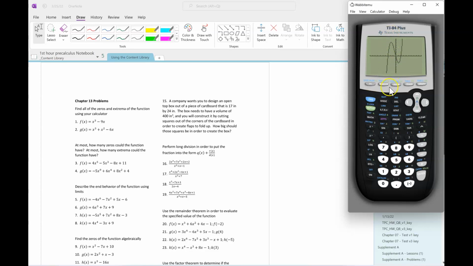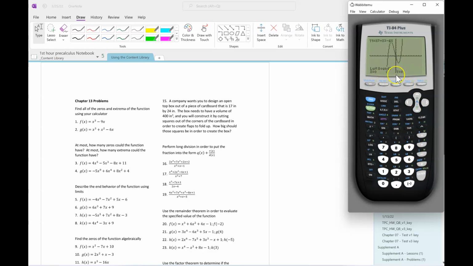To find those points, we're going to use the maximum and minimum commands respectively. To get to those, we press second and then the trace button. And then we'll use the minimum command to find the minimum, the maximum command to find the maximum, and Joe, if you're looking for the x-intercepts, we'll use the 0 command from this menu to find the x-intercepts. So let's just knock these out one at a time. We'll do the maximum first.